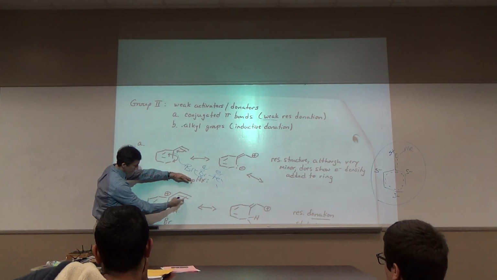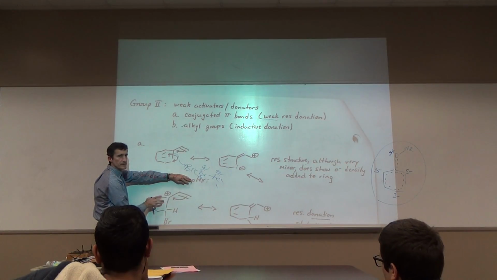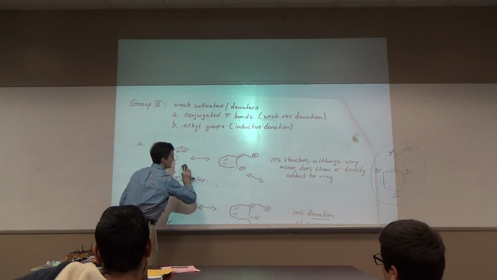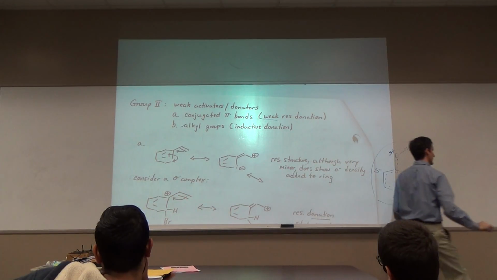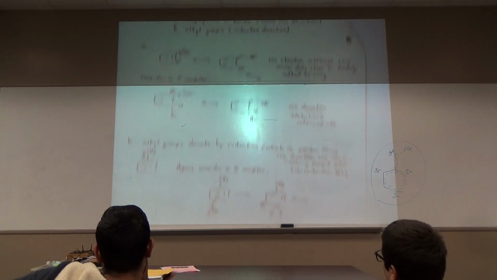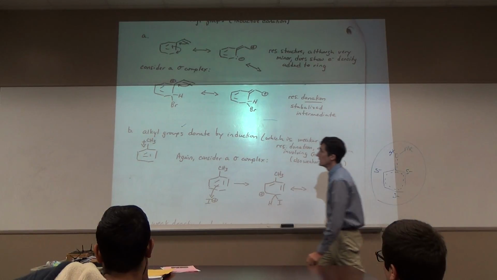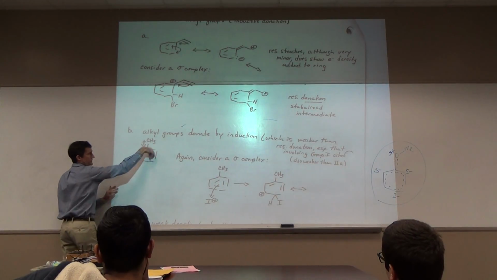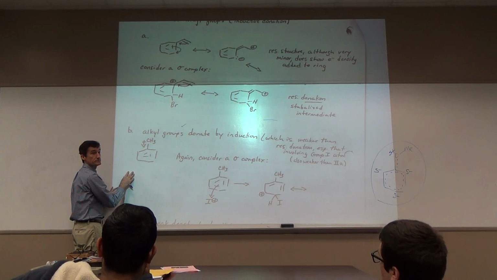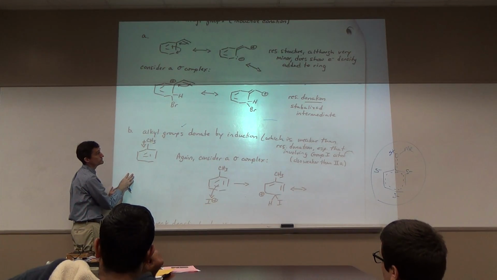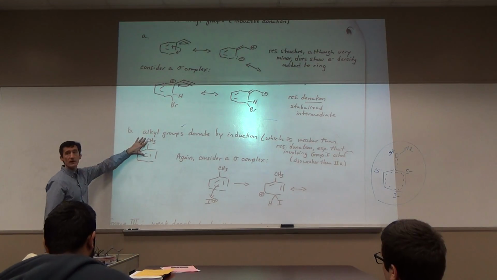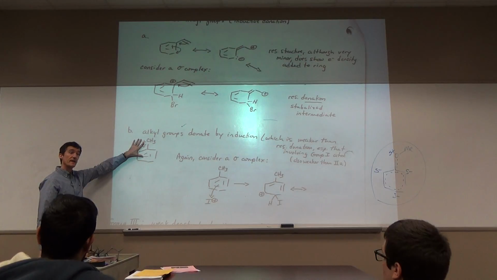So the presence of this group is going to further stabilize your cation and make it easier to form. All right, alkyl groups, like a methyl, for example, in toluene. If we consider the starting material, we know the sp3 carbon donates by induction, right? Now, you're not going to show resonance structures here, like we did with anisole.